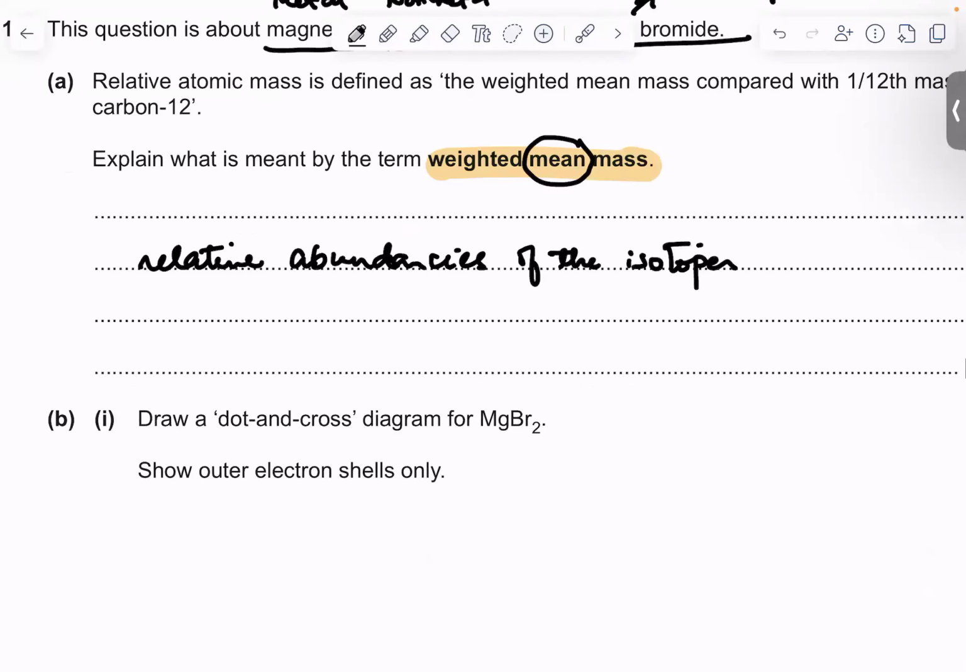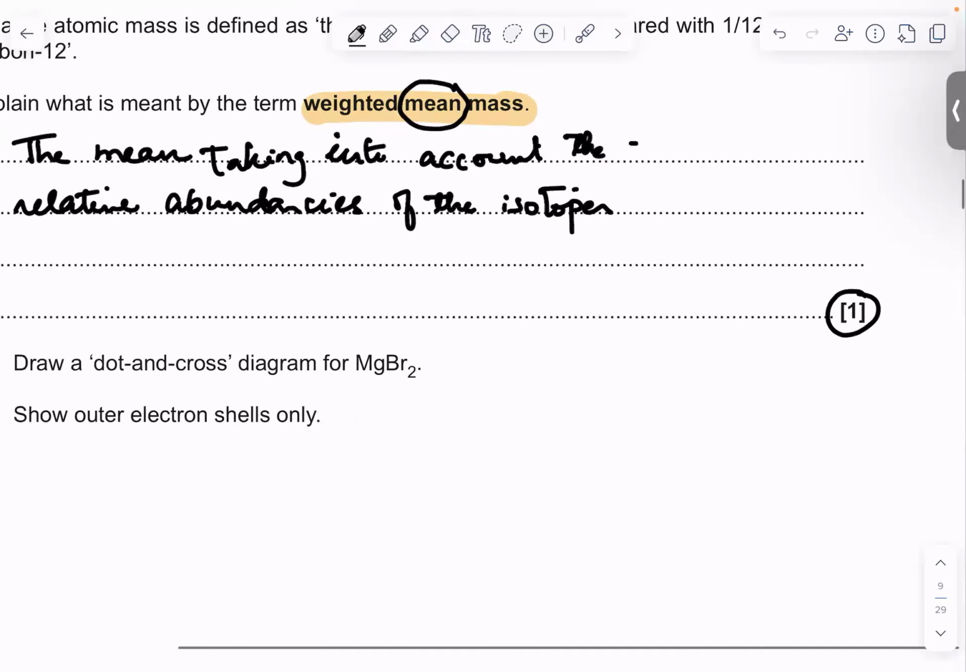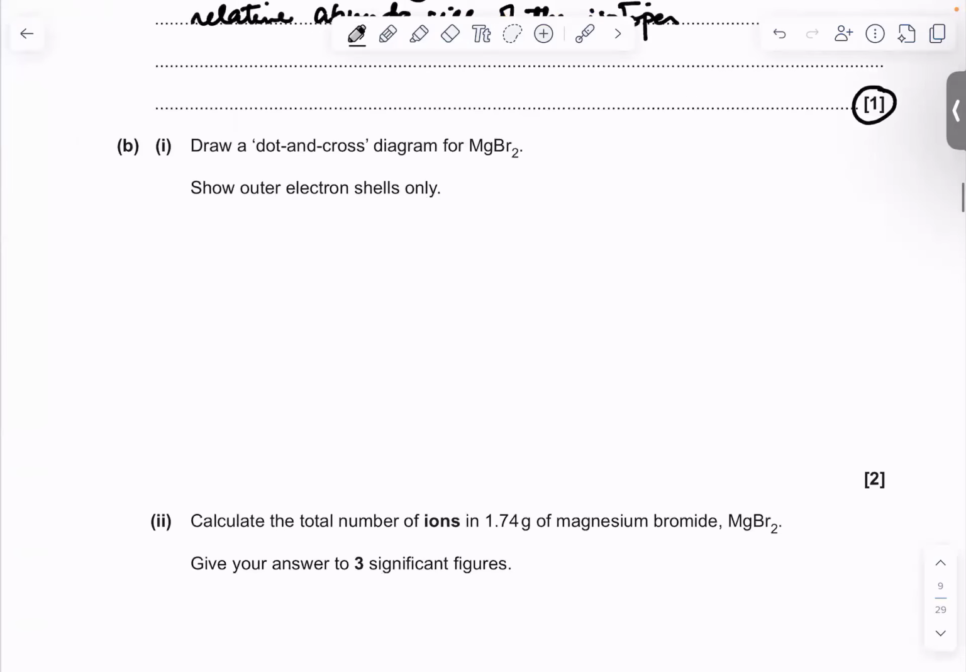I haven't written the full line. Should I write the full line, Maya? The mean taking into account the relative abundances of the isotopes. It's only 1 mark, so this much information will be fine.